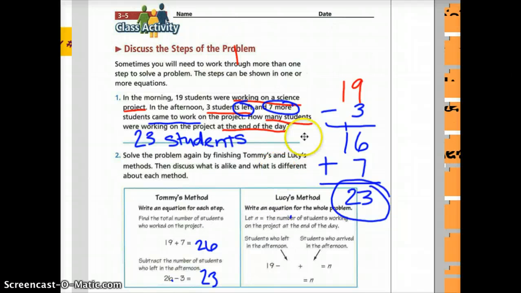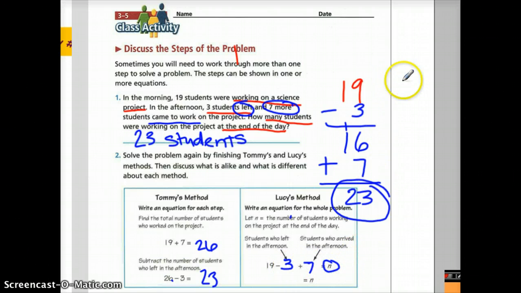Lucy said let n equal the number of students working on the project at the end of the day. Okay, so she put n at the end of the day. Students who left in the afternoon, I know 3 students left, and students who arrived is 7. Then she did it in order, so she did 19 minus 3, which is 16, 16 plus 7, which is 23, very similar to how we did it up here.